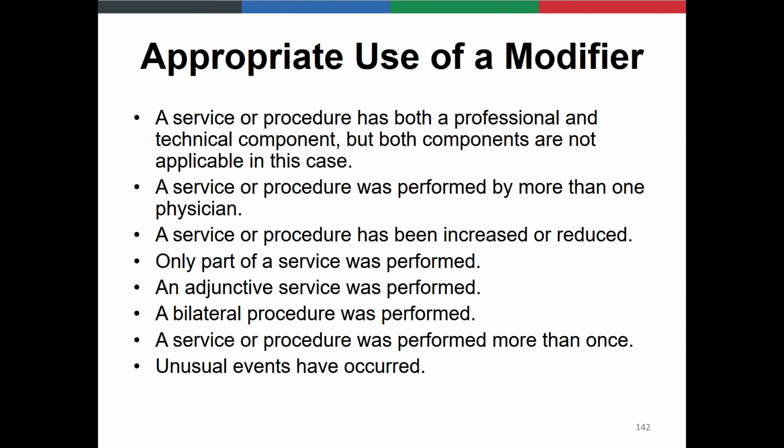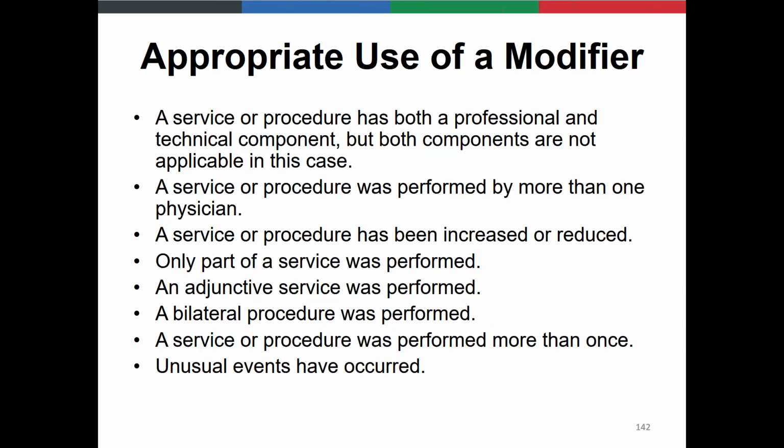Sometimes procedures are performed bilaterally. For example, with a double knee replacement, the code is going to be coded twice for the knee replacement surgery, but you're going to have to use the modifier showing that it was a bilateral procedure. It was done on both knees, the right and the left.